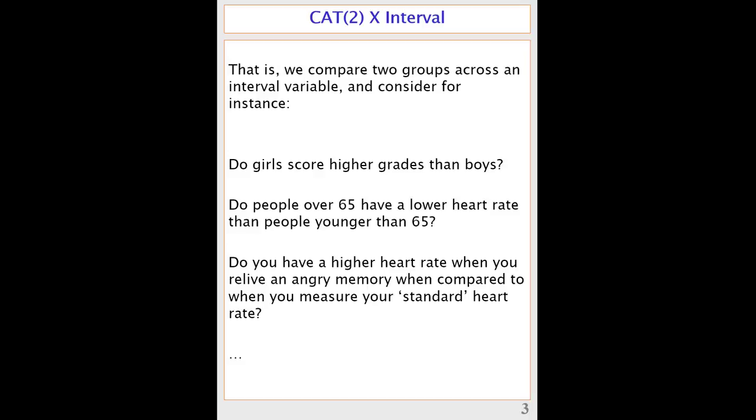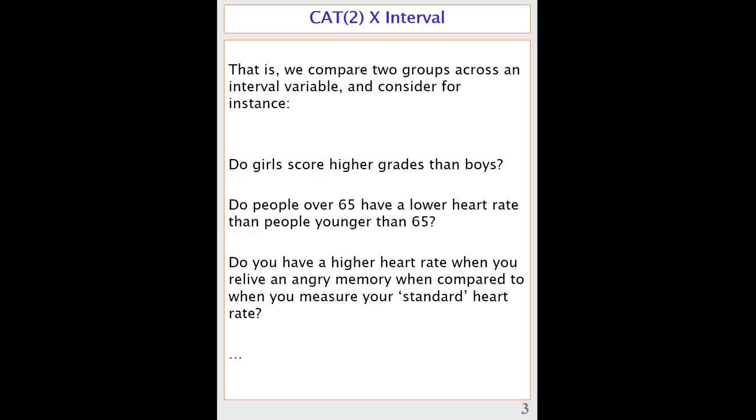Examples. All of these are about comparing two groups across an interval variable. For instance, do girls score higher grades than boys? We have that in our data. We have boy-girl, and we also have the average grade, so that is something we could test. Then something that we don't have, do people over 65 have a lower heart rate than people younger than 55? So we have above and below 65, categorical, two categories, and something that is interval scaled, heart rate.